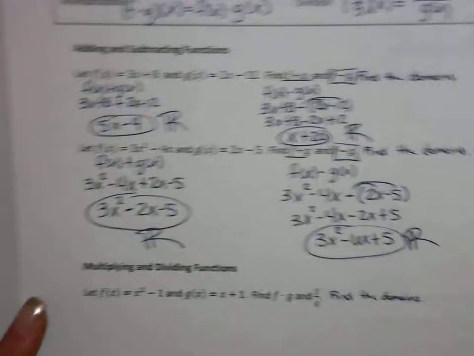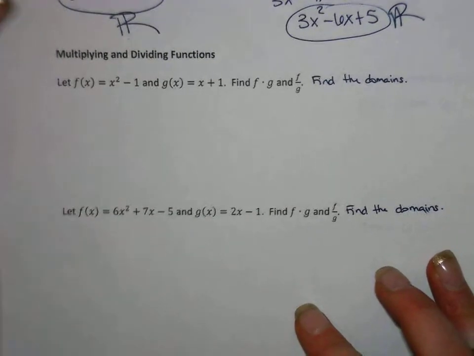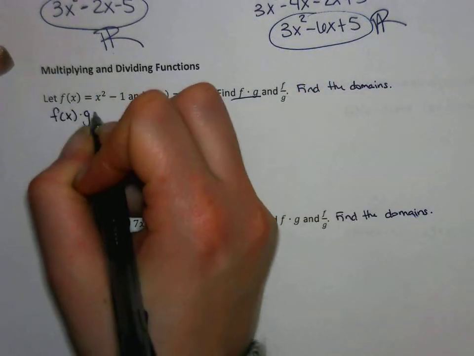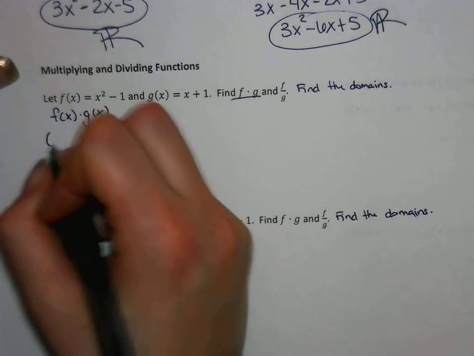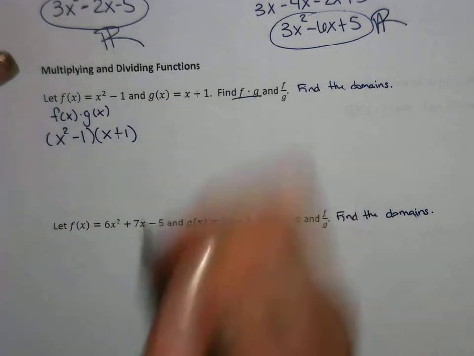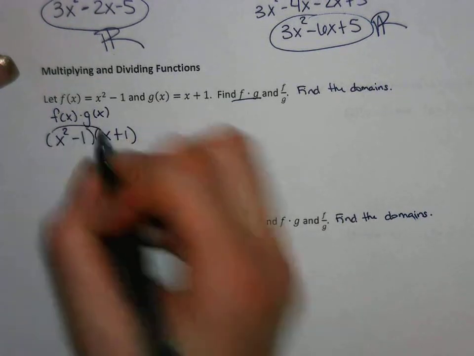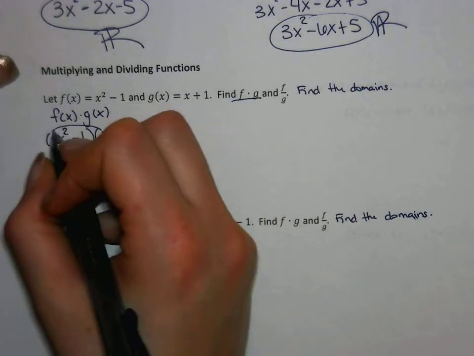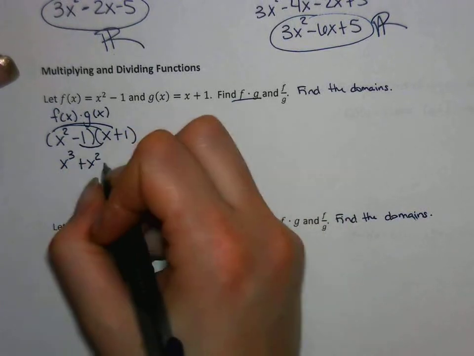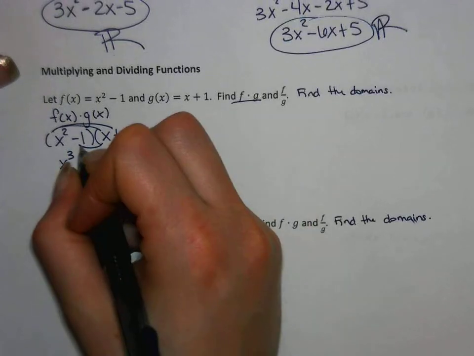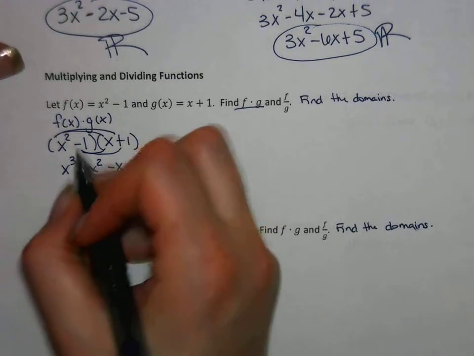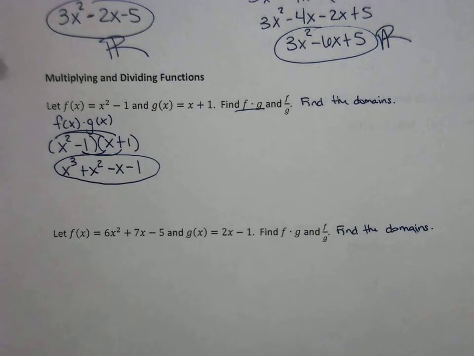So now what happens when we work with multiplying and dividing our functions? So first let's start with multiplying. So that means we're taking f of x and multiplying it by g of x. So f of x is x squared minus 1, and we're multiplying that with x plus 1. So if we FOIL, x squared times x is x cubed. X squared times 1 is x squared. Negative 1 times x is a negative 1x. And negative 1 times 1 is a negative 1. Here we have no like terms, so there's nothing more we can simplify. So that's our final answer.